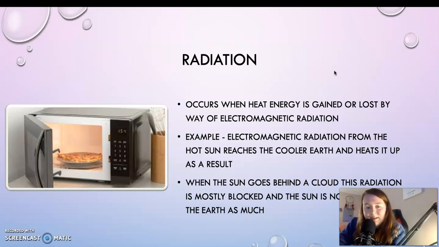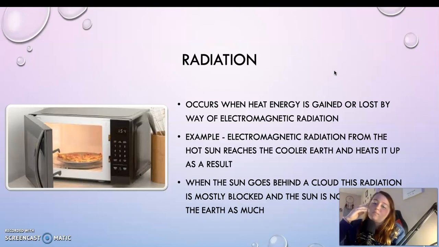The last one is radiation. So this occurs when heat energy is gained or lost by way of electromagnetic radiation. So that's a lot of complicated words. So just kind of think about it. The sun, there's radiation coming off the sun, and it's heating the earth whenever the earth is cool.